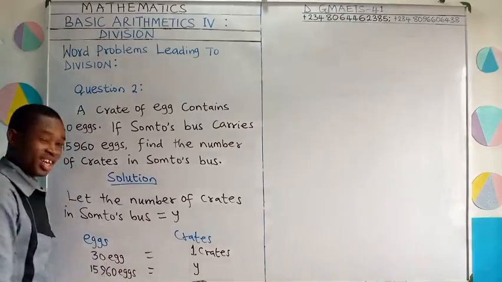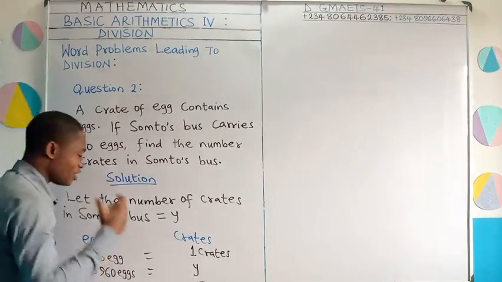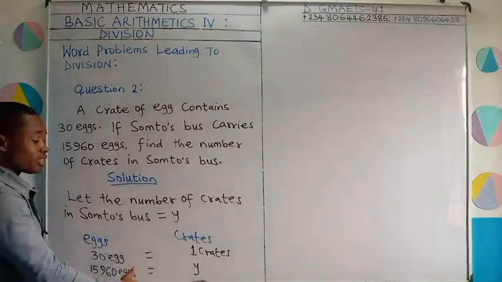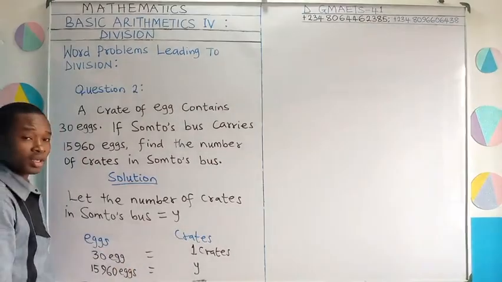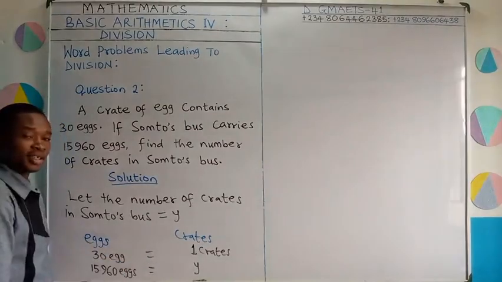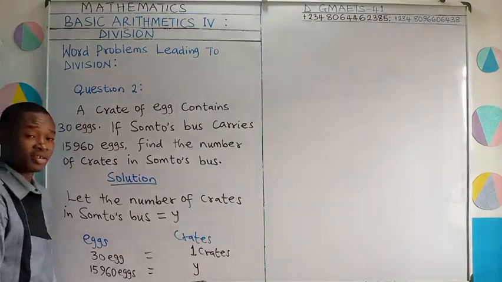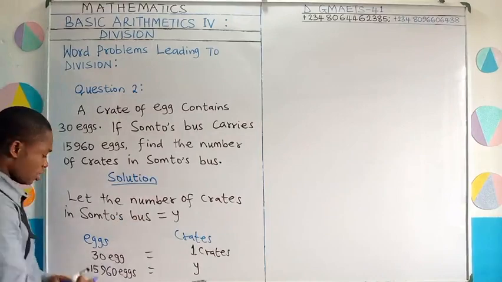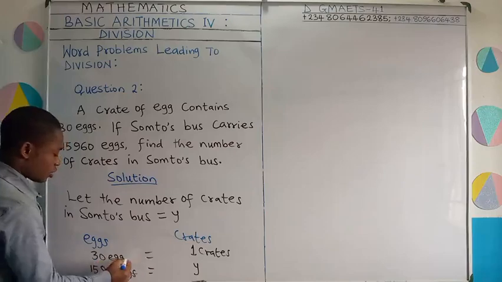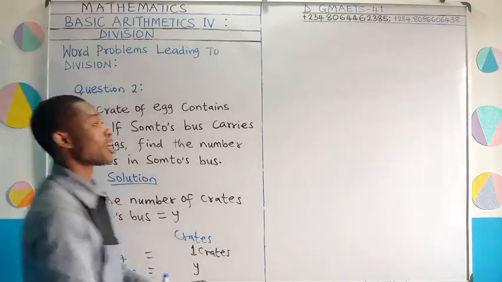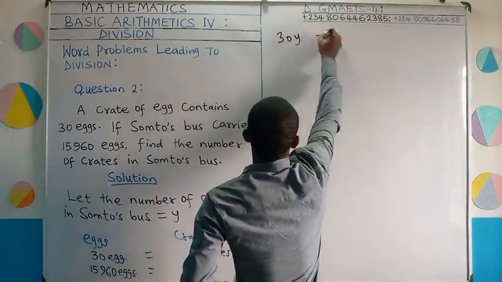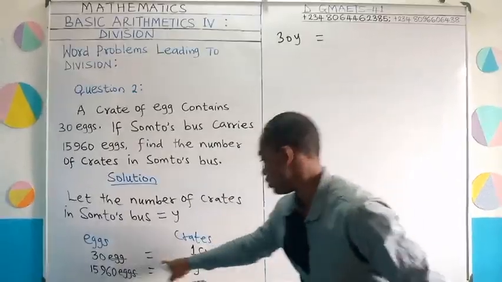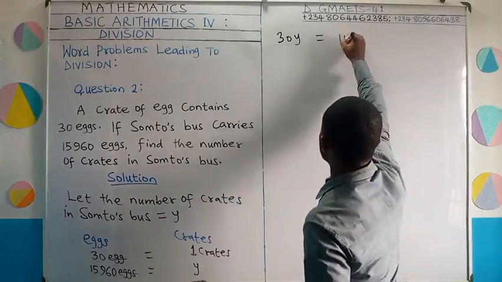Y will multiply 30, telling you that this is a division problem because you divide by the coefficient of the unknown, which is 30. In fact, from here, I know directly that to get the number of crates in Sumto's bus, since the coefficient of y is 30, I'm going to divide 15,960 by 30 to get the number of crates in Sumto's bus. Anyway, let's move on. This x we cancel out. So when you cross multiply, you have 30 times y, 30y, and that will be equal to 15,960 times 1, which will give you 15,960 crates.